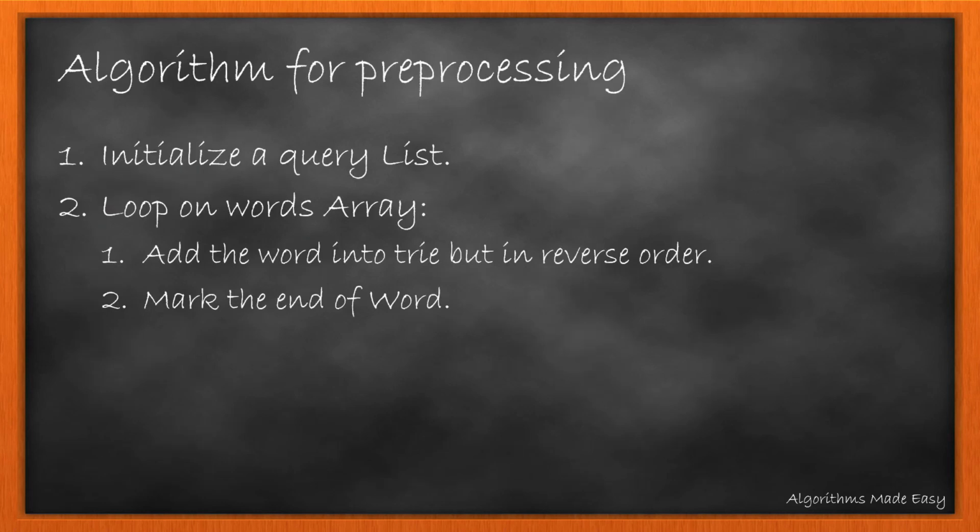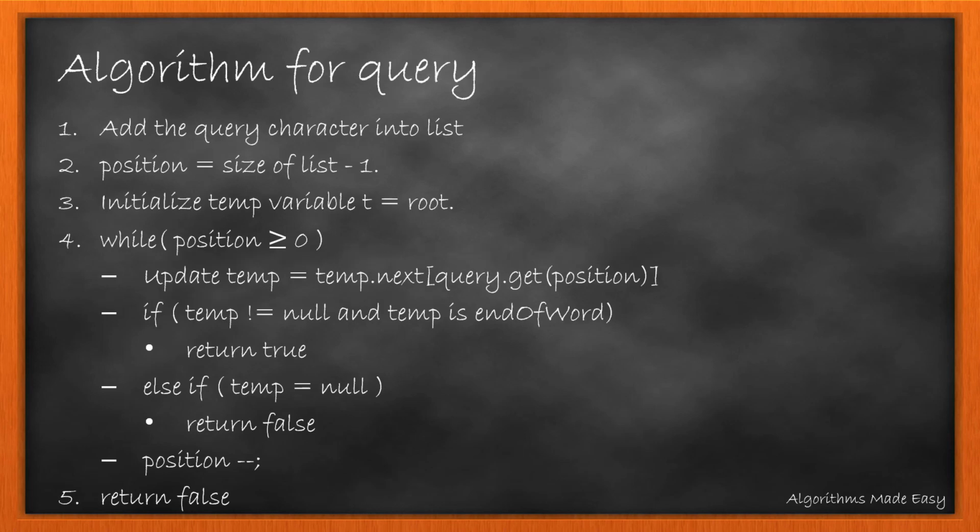Let's see the algorithm now. In the case of pre-processing, we will initialize the query list. Then we loop on the input array and add the values in the trie in reverse order. We then mark the end of the word. Now for the query method, we will first add the character into the query list. We will take the root in a temp variable. Then we will start traversing the list from the end till we reach the start. Inside the loop, we will update the temp with the character at position. If temp is present and it is the end of the word, we return true, else if the temp is null, we return false. We continue the loop while decrementing the position. If we didn't find anything, we simply return false.